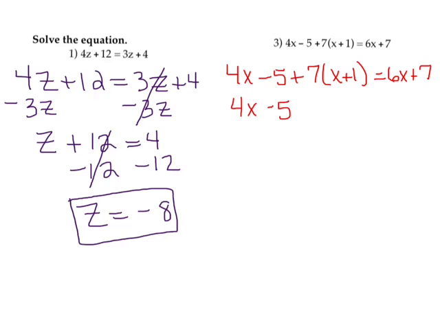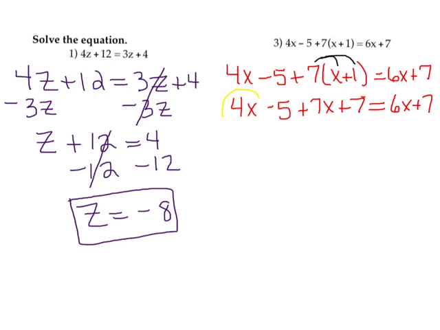All right, 7 times x and 7 times 1. Well, 7 times x, that's pretty simple. 7 times x is just 7x. So plus 7x. And then 7 times 1 is plus 7. So here's my 7 equals 6x plus 7. Now, before I do anything else, I'm going to check, well, can I combine any like terms here? And the truth is that we can.